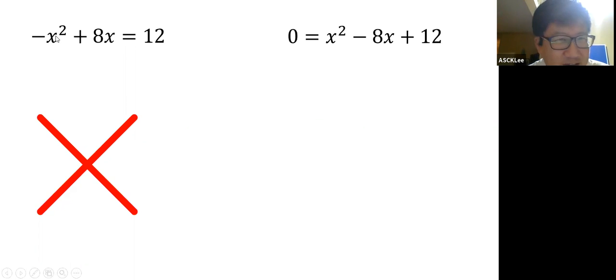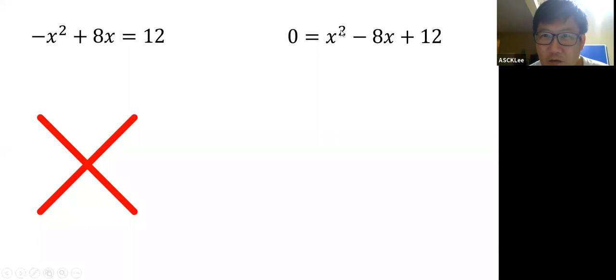So what I'm going to do is, this is a very special question. I'm going to shift everything to the right side, instead of shifting everything to the left side like I usually do. So I'm going to retain 12. 12 remains on the right side, and minus x squared is brought to the right side and it becomes plus x squared, and plus 8x is brought to the right side and it becomes minus 8x. And if 0 equals this whole thing here, then this whole thing here must be equal to 0.